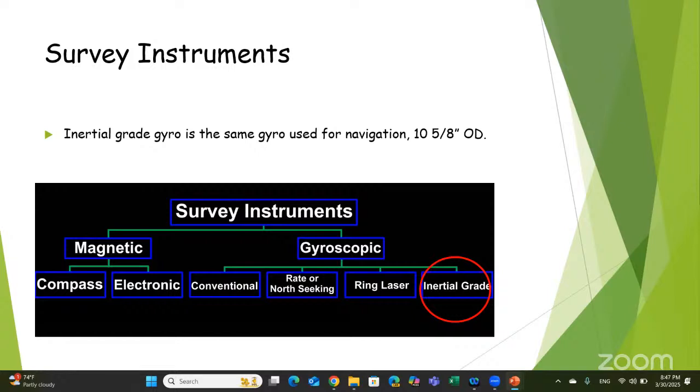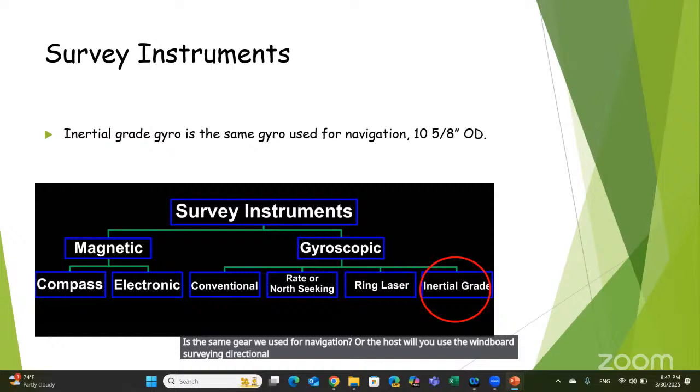For the inertial grade, it is the same gyro used for navigation, the highest grade gyro used in wellbore surveying, directional drilling, and inertial navigation. They offer extremely low drift rates and high stability, making them ideal for north-seeking gyro tools and inertial navigation systems.